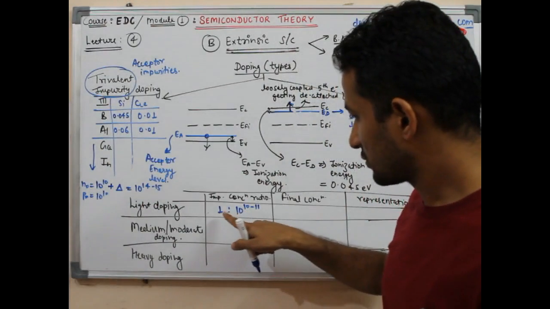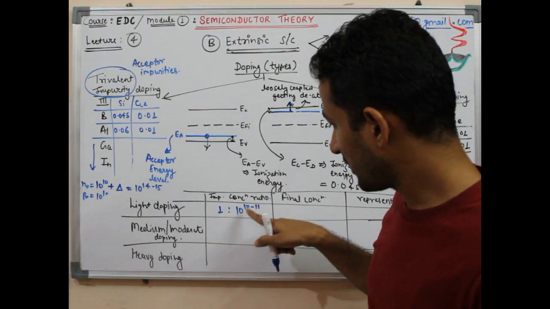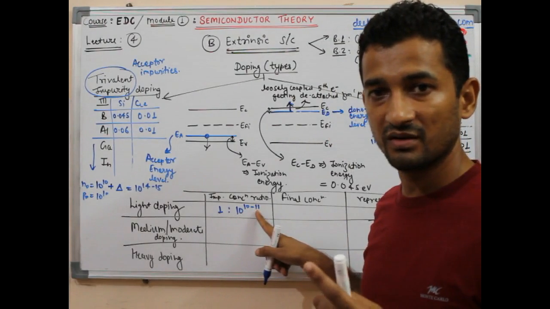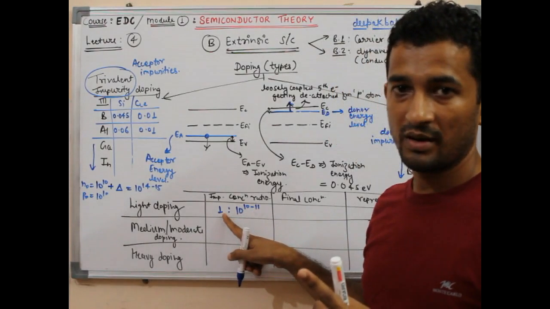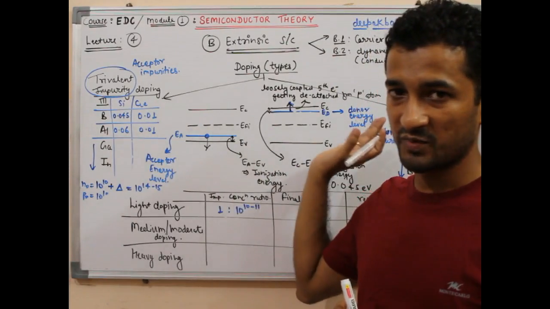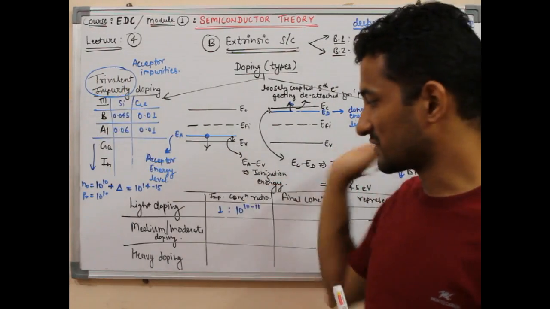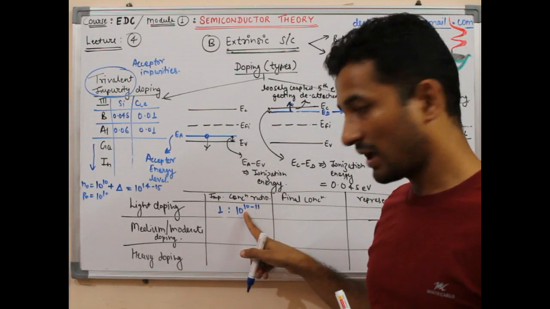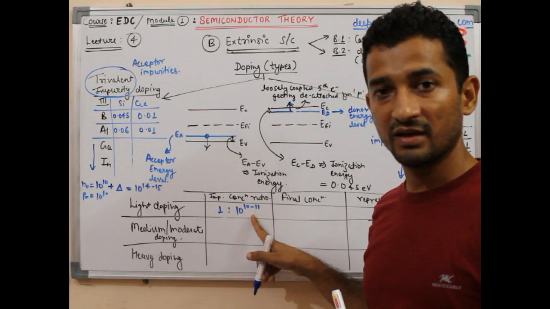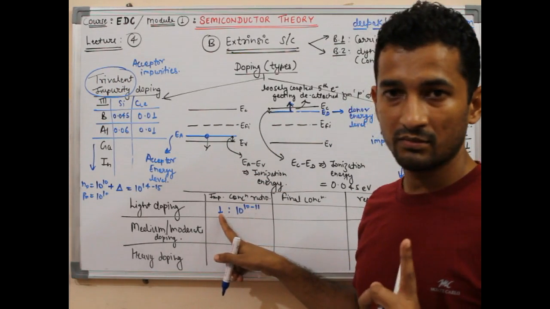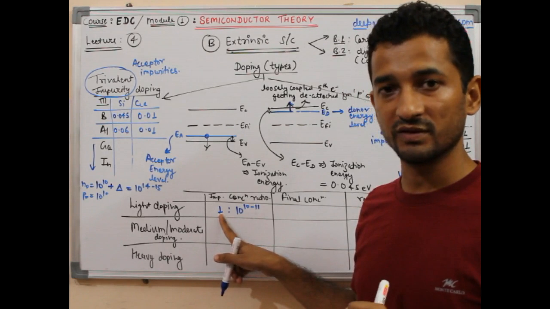So out of 10 to the power 10 or 11 silicon atoms, we are doping, or inserting, one impurity atom. Now the impurity could be either this or this. I'm not making any specific case of this type or that type, but out of 10 to the power 10 or 10 to the power 11 silicon atoms per centimeter cube, we are just inserting one boron atom or one phosphorus atom.